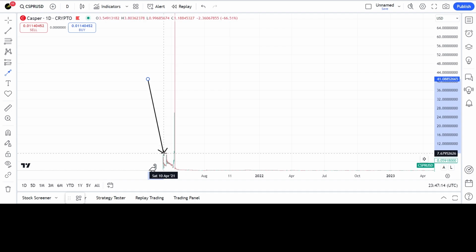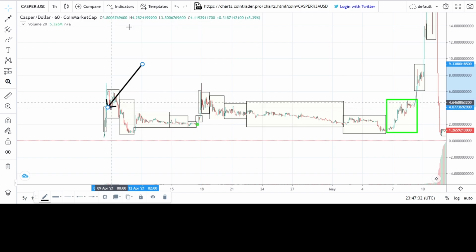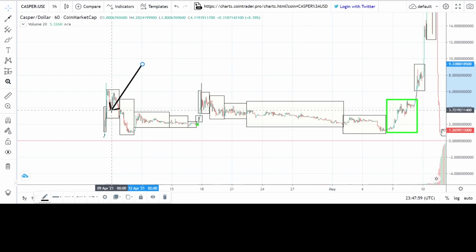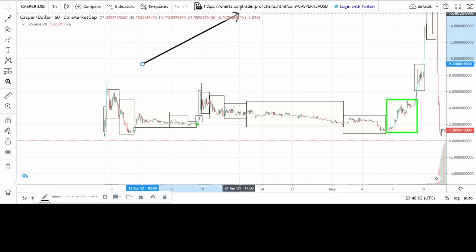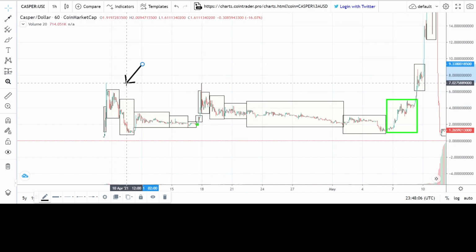This is the same time that CoinTrader Pro also has Casper starting. The difference is TradingView, you're stuck with day candles when you go back this far, at least on the tier of TradingView that I have, whereas CoinTrader Pro, and that is charts.cointrader.pro, you can go back on a small time frame. This is on an hour time frame, back to the very beginning of the chart.